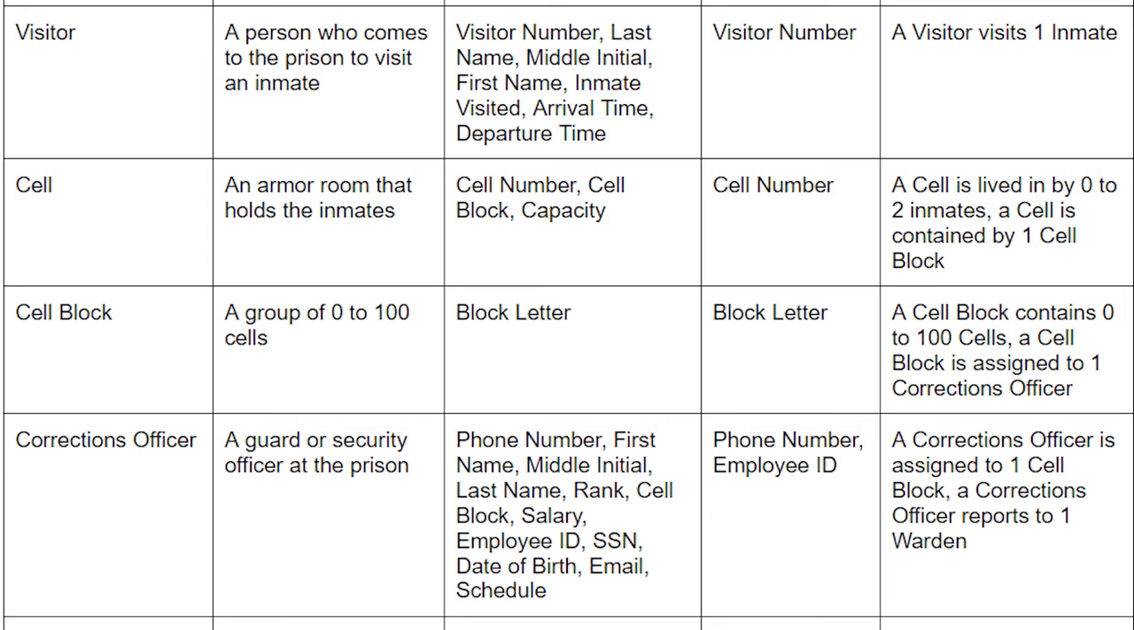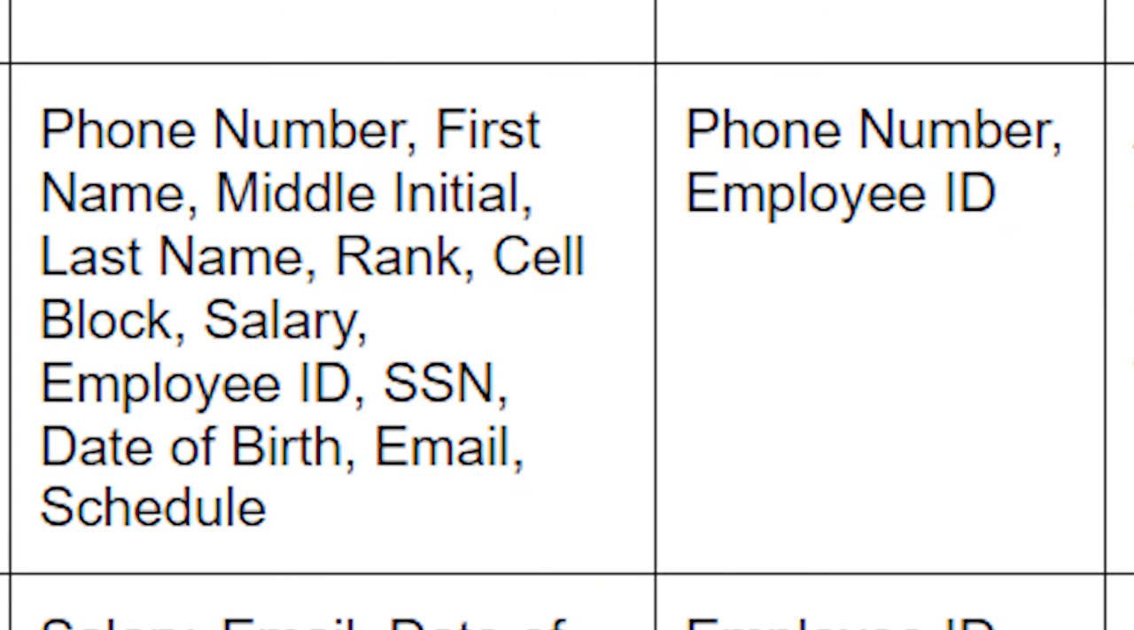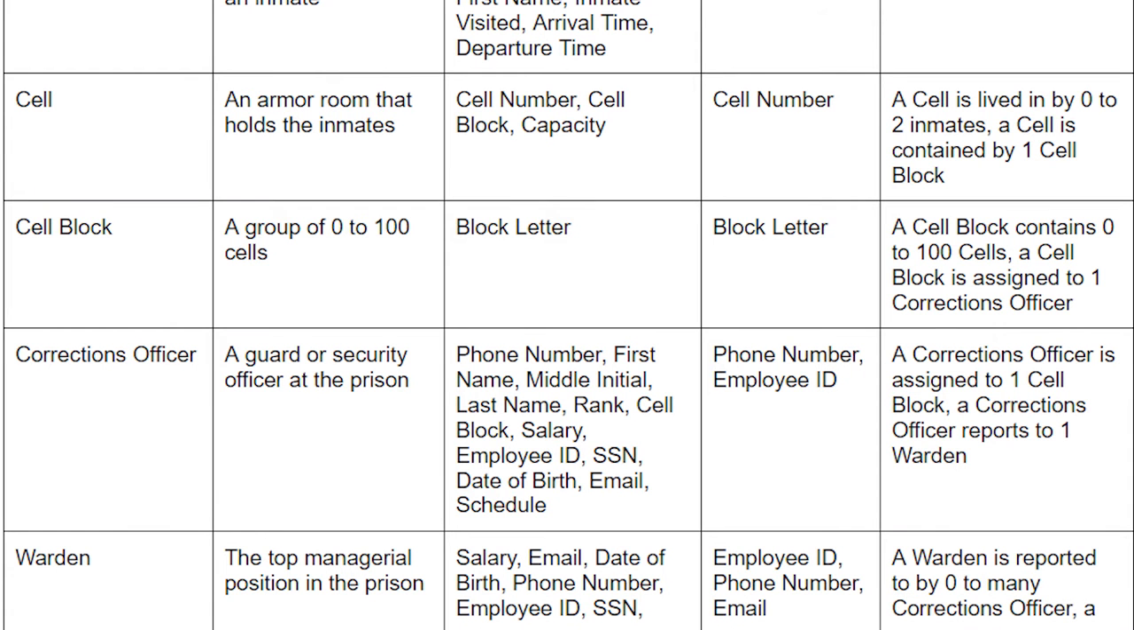And for the corrections officer, their attributes include a phone number, first name, middle initial, last name, rank, cell block, salary, employee ID, social security number, date of birth, and a schedule for their patrol. The keys here are phone number and employee ID. And as previously mentioned, corrections officers are assigned to cell blocks. These corrections officers will also report to the warden.